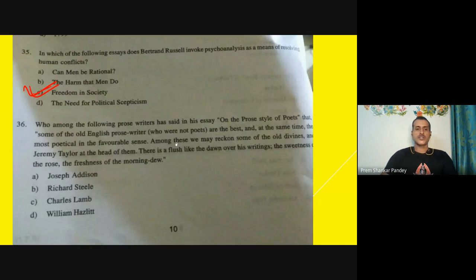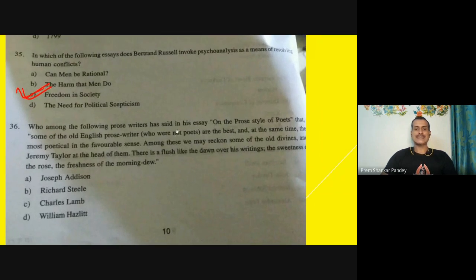Okay, the next question. Who among the following prose writers had said in his essay on the prose style of poets? The answer lies here in the first line itself. Who is the author of the essay on the prose style of poets? Further, he gives a quotation. Some of the old English prose writers who were not poets are the best, and at the same time, the most poetical in the favorable sense. Among these, we may reckon some of the old divines and Jeremy Taylor at the head of them. There is a flush like the dawn over his writings, the sweetness of the rose, the freshness of the morning dew.